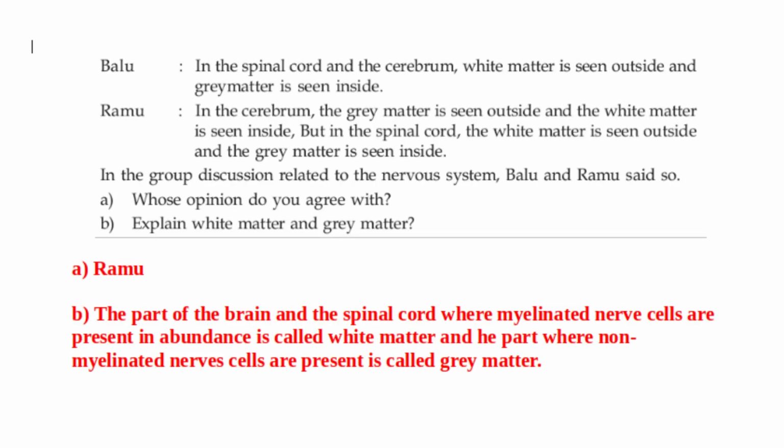Here the answer, the opinion of Ramu is correct. That is, in the cerebrum, the grey matter is seen outside and white matter is seen inside. But in the spinal cord, the white matter is seen outside and grey matter is seen inside. Then, what is white matter and grey matter? You know, the part of the brain and spinal cord where myelinated nerve cells are present in abundance is called white matter. And the part where non-myelinated nerve cells are present is called grey matter. It was already discussed in the previous part.